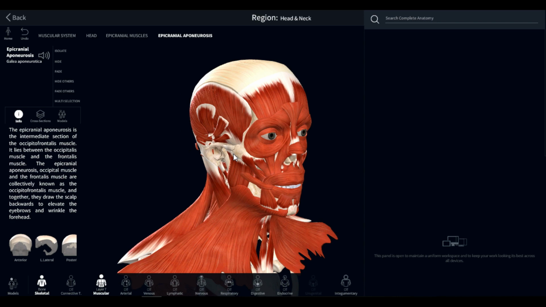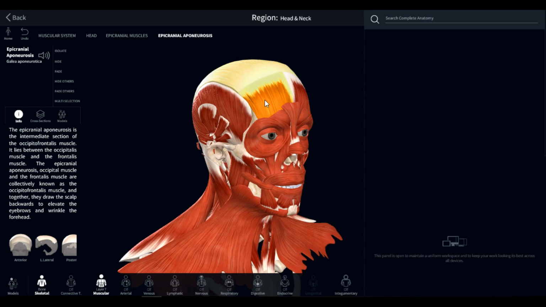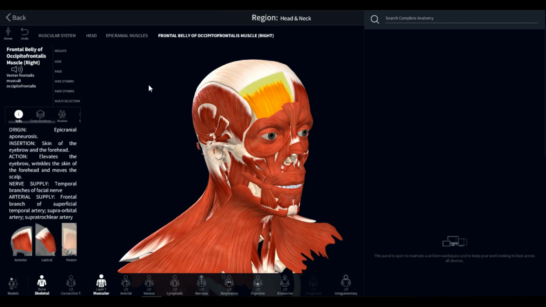Now, if we move this model back, the venter anterior of this muscle is supplied by the temporal branch of the facial nerve. Now, that is the nerve supply. The arterial supply for this muscle is the frontal branch of the superficial temporal artery. The superficial temporal artery is a direct branch from the external carotid artery.